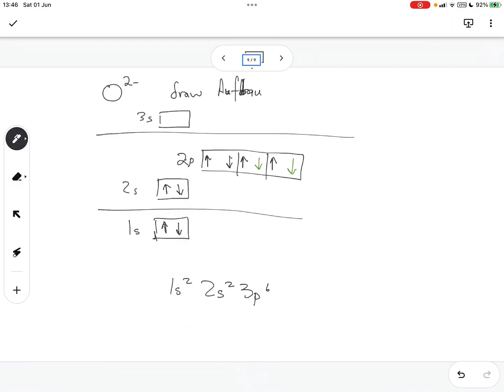Oh, snap. This is not 3p, it's 2p, because it's energy level 2. So when we place the 6 electrons in the p orbital in the second energy level, then we get 2p6. And the final answer looks something like that.